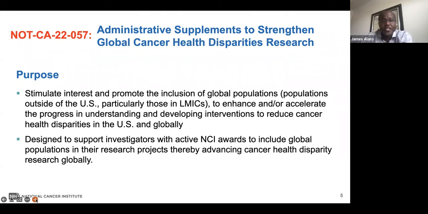Again, the purpose is to stimulate interest and promote the inclusion of global populations, those outside of the US, emphasizing populations in LMICs, to enhance or accelerate progress in understanding and developing interventions to reduce cancer health disparities here in the US and globally. This opportunity is designed to support NCI investigators who have active awards to add a global population to their research projects, thereby advancing health disparities research globally.